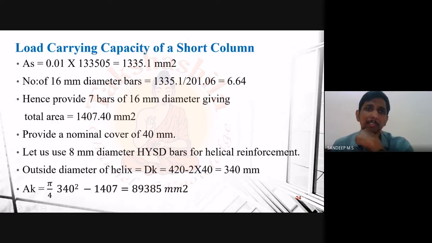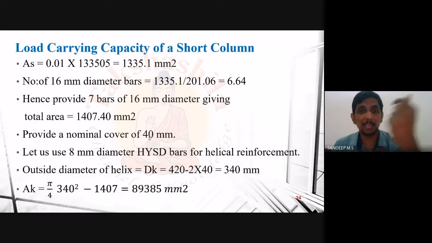Now we are assuming that we will provide 16 millimeter diameter bars. The area of a 16 millimeter diameter bar is 201.06. So this total quantity divided by this will give the number of bars required, and here we are obtaining it as 6.64. So we are planning to provide 7 bars of 16 millimeter diameter, which gives a total area of this much. Now provide a nominal cover.